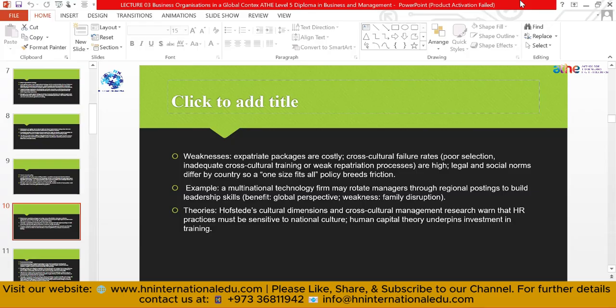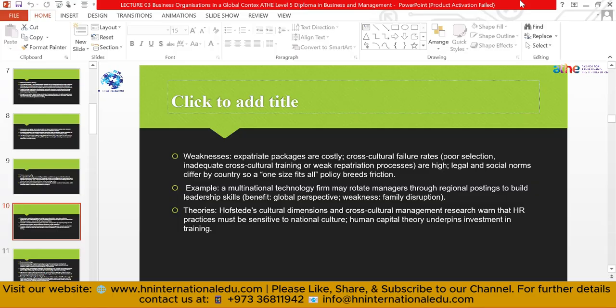Cross-cultural failure rates, that is poor selection, inadequate cross-cultural training, or weak repatriation processes. People from Pakistan go to Oman as well. And the companies actually contact each other, like the Beaconhouse school system. Maybe if you have any idea about it, it has a branch in Oman as well. So the teachers from Pakistan go there on expatriate packages. They are posted there. For example, a multinational tech firm may rotate managers through regional postings to build leadership skills. This is not like army or any force postings, where you are in one city, then the other city, then slowly and gradually you change the country.